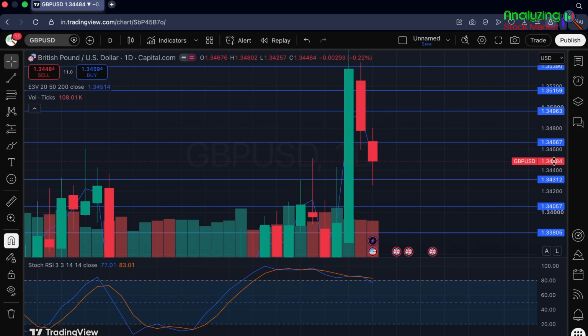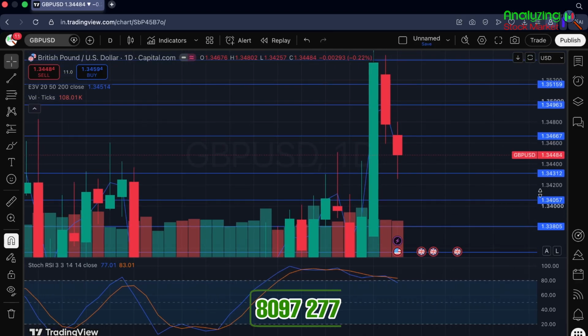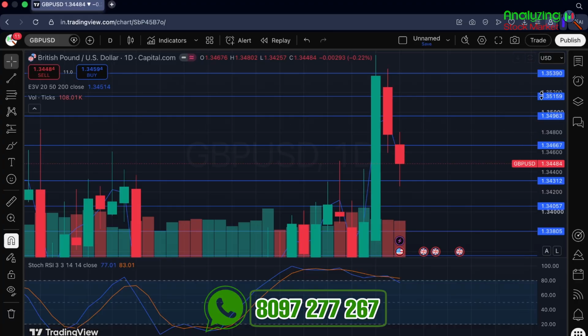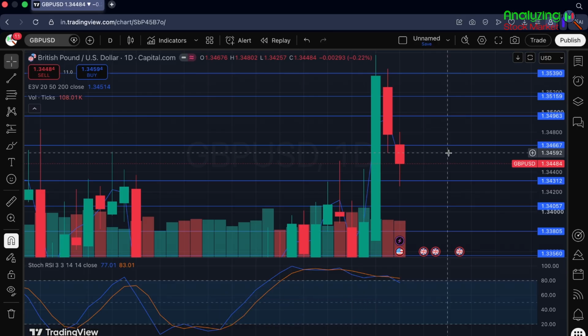1.34484 is the closing here. The direct support is 1.34312. Direct resistance is 1.34667. After direct support, there is a support of 1.34057, and after that 1.33805. After direct resistance, there is a resistance of 1.34963 and then 1.35159. So these are the important support and resistance zones which will help you take better stop loss and target levels according to your bias for this week. So do mark these levels on your chart as well.